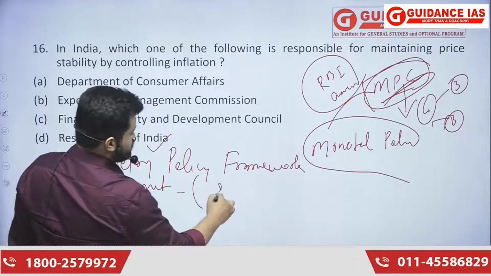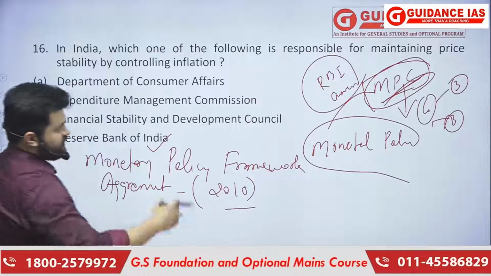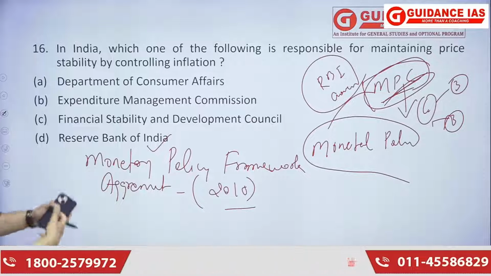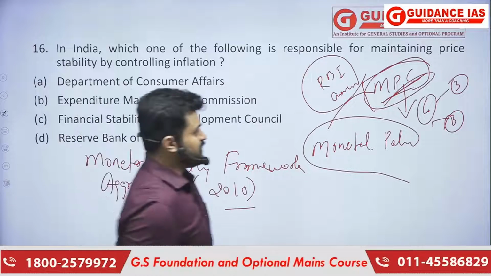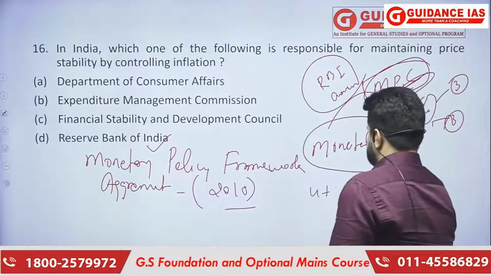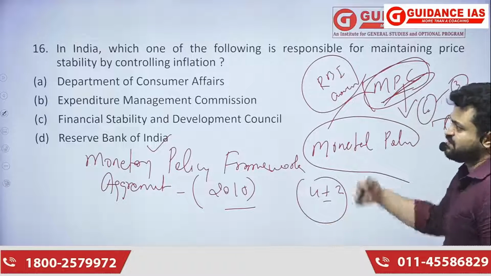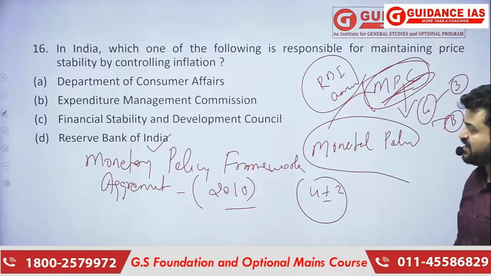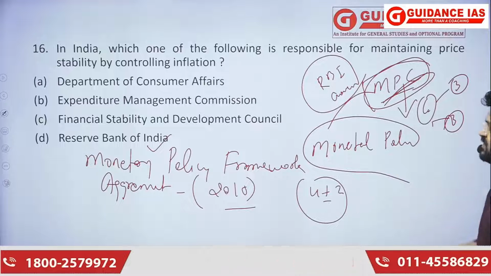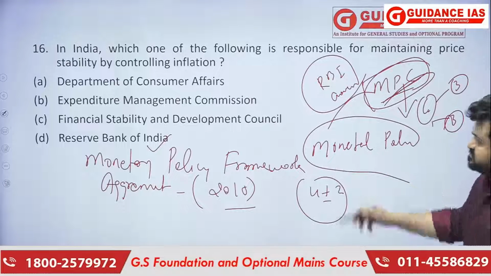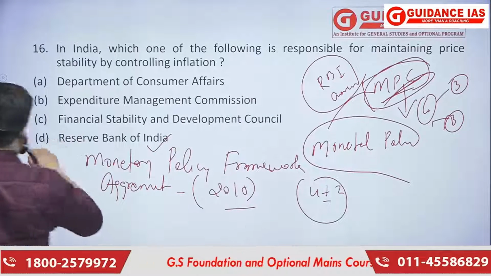Which was signed in the year 2015, and that made RBI responsible for maintaining the price stability in the bracket of 4 plus minus 2, that is from 2% to 6%. So that was the mandate given by this agreement to RBI. Okay, so D will be the correct alternative here.